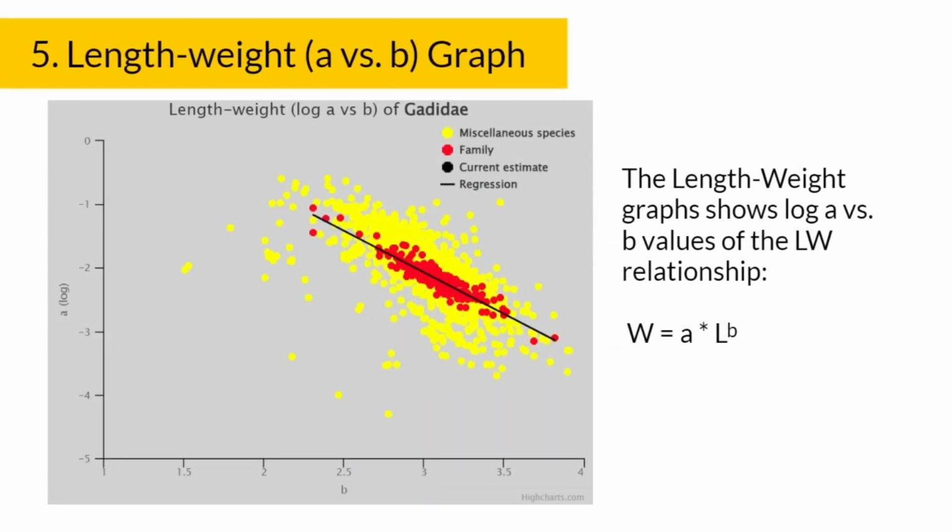The length-weight graph plots A and B values of the length-weight relationship W equals A times L raised to B. A plot of log A over B forms a straight line for most species. Thus, estimates that are clearly below or above that regression line are possibly questionable. There are a few other lesser-known graphs.